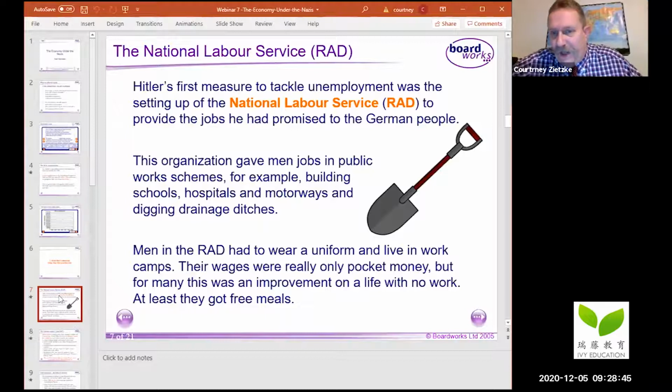The organization gave jobs to people in public works schemes, building schools, hospitals, motorways, and digging drainage ditches, complete infrastructure development projects. Very similar to what Franklin Delano Roosevelt did in America during his first years of being president under what they called the program of the New Deal. Same type of progress, same type of programs. Hitler did the National Labor Service. Franklin Delano Roosevelt would do the Tennessee Valley Authority and the Works Progress Administration.